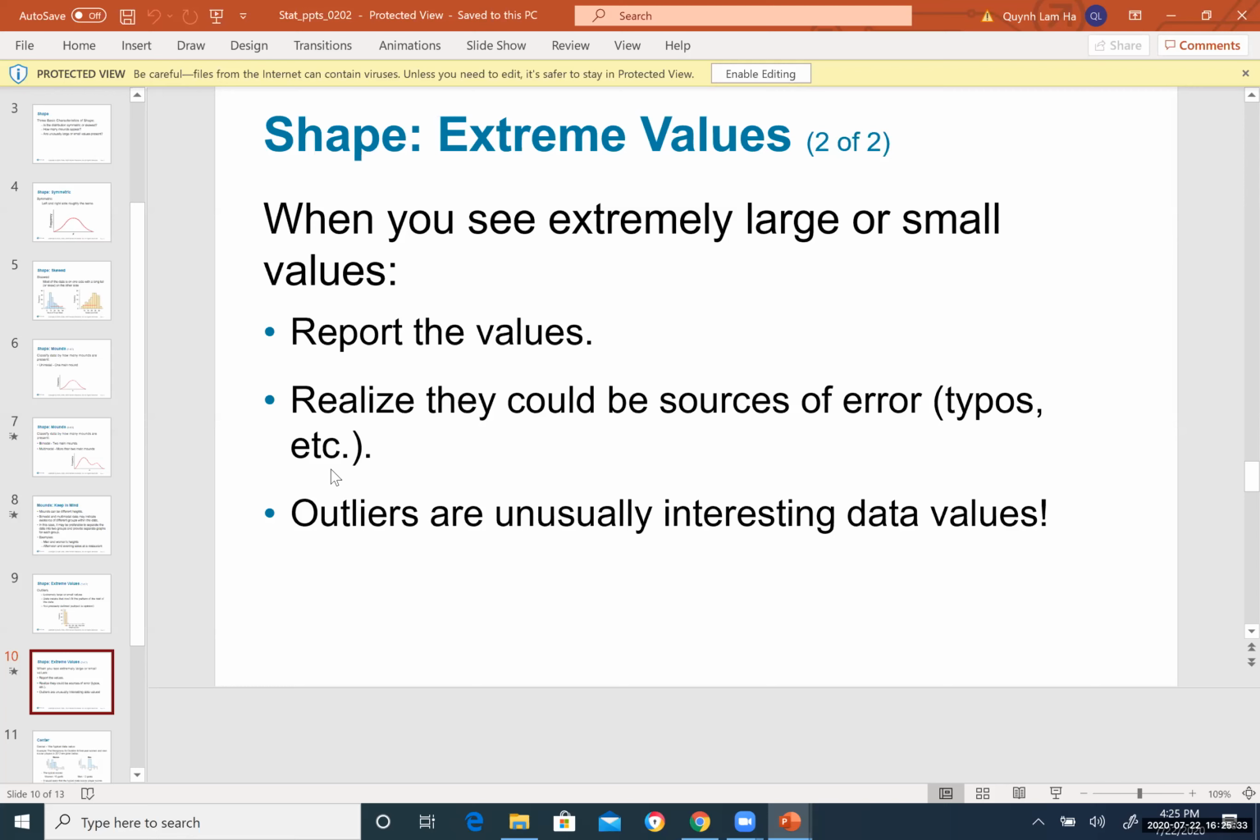Outliers are unusually interesting data values. Sometimes an outlier can be on the left side of the graph, or sometimes on the right side of the graph. It's not like there is only one. Sometimes there are 2, 3, 4, 5, 6, 7, 8, 9, 10, depending on how large the data is and how far the outliers are from the pattern of the group of data. Okay.